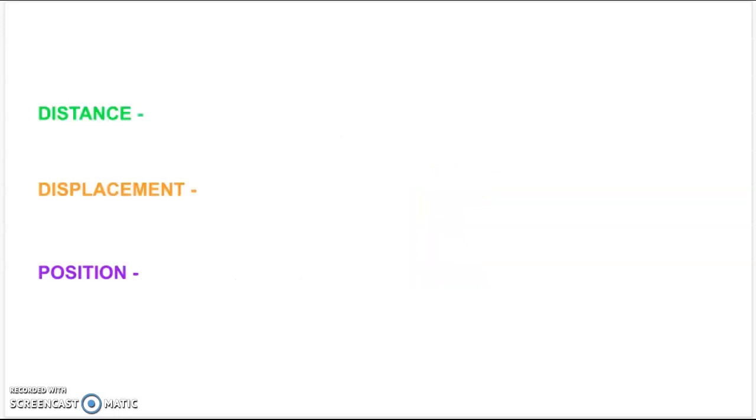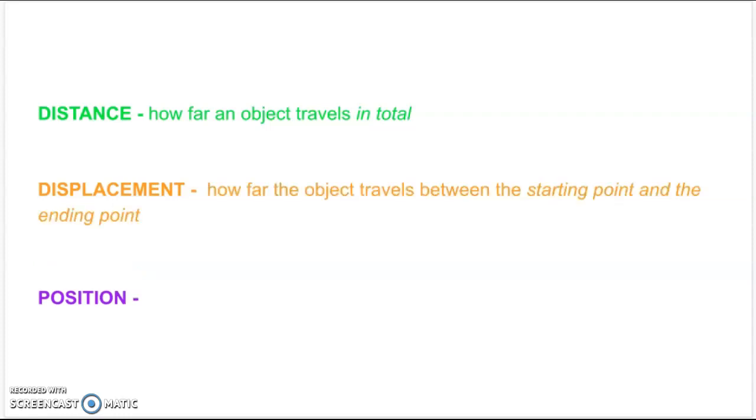Moving on to the next box, we have 3 vocabulary terms that all talk about where you are and where you've gone. So to start, the definition of distance is how far an object travels in total. The key words here being in total. Displacement is how far the object travels between the starting point and the ending point. So it really doesn't care what happens in between or the total distance. Displacement only cares about where you end and where you start.